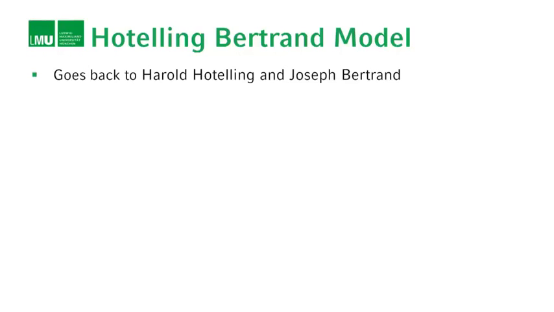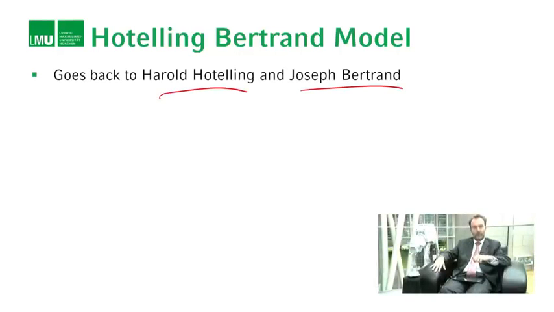Great, so in this video, we're going to look at the first way by which firms can differentiate their product. Remember, vertical product differentiation, and that's what we're going to focus on now, horizontal product differentiation. And we'll do that using a model called the Bertrand model, named, of course, after the people that first analyzed it, Harold Hotelling and Joseph Bertrand.